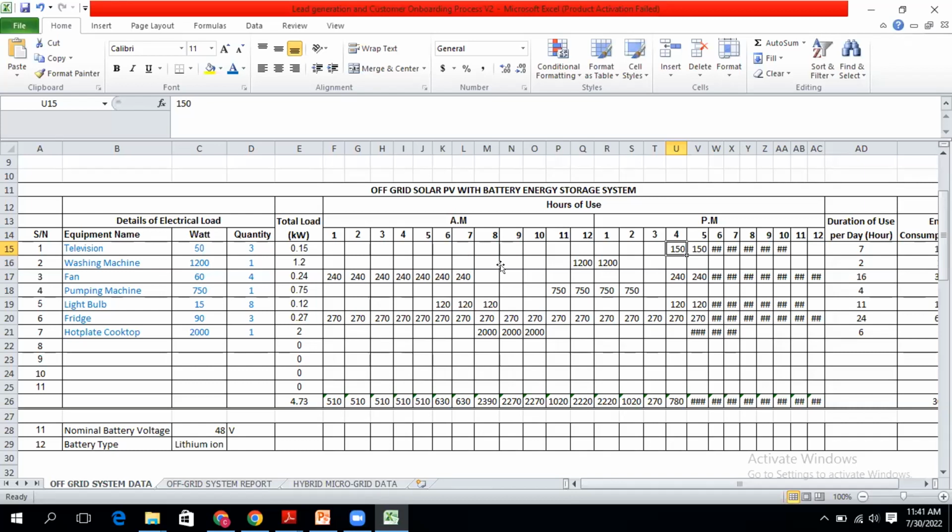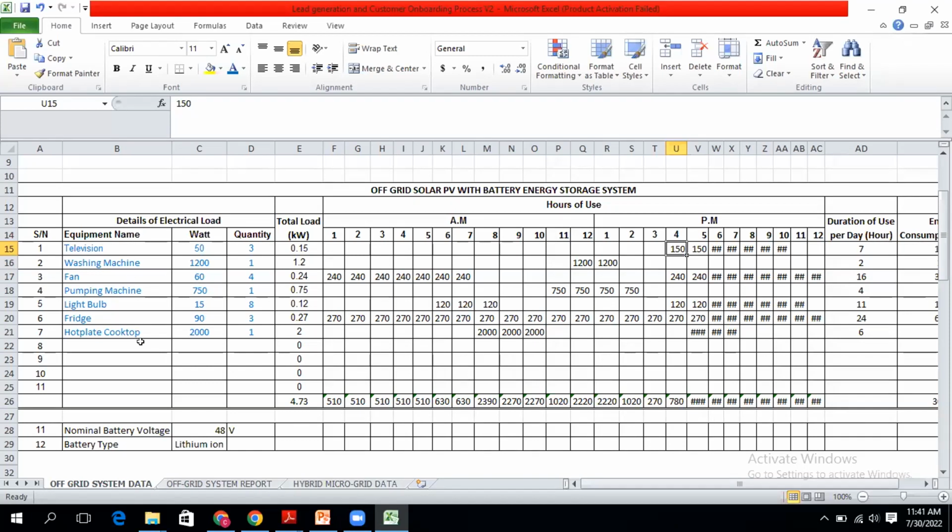What time do they use the washing machine? Maybe in the afternoon when the students have gone to school, someone in the house will run the washing machine for 2 hours. You need the system to run the washing machine for 2 hours. You now put the time you're going to run it, from 12 to 1. That is 2 hours. You now do the same thing for all of the equipment.